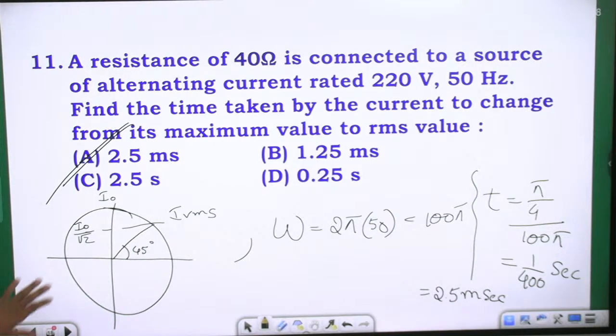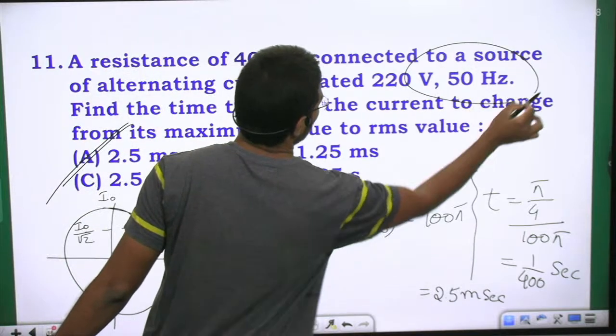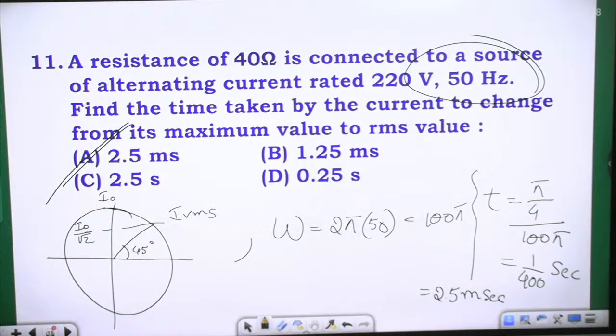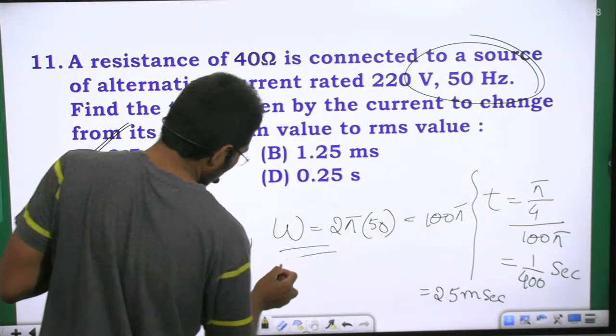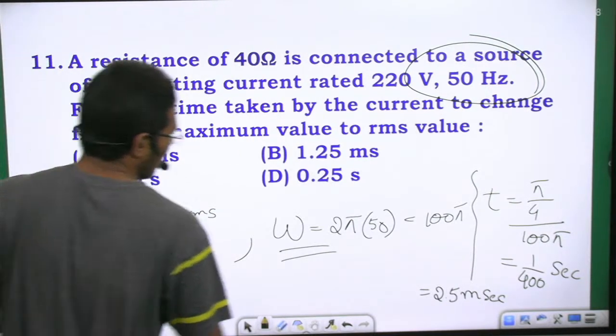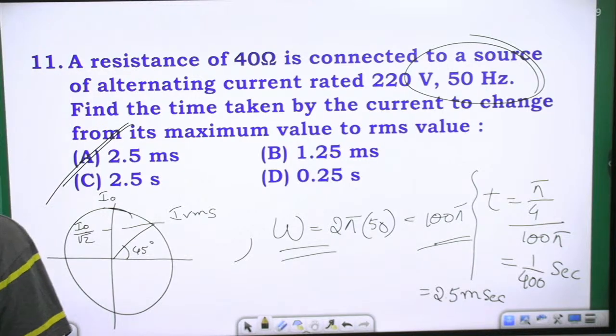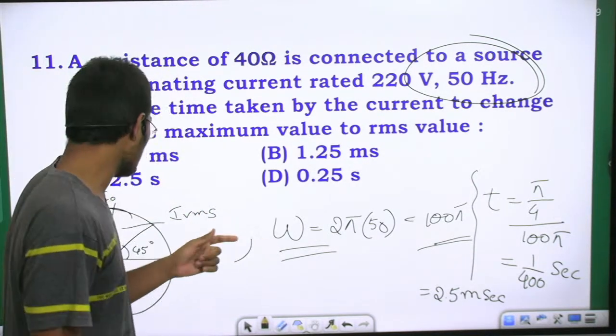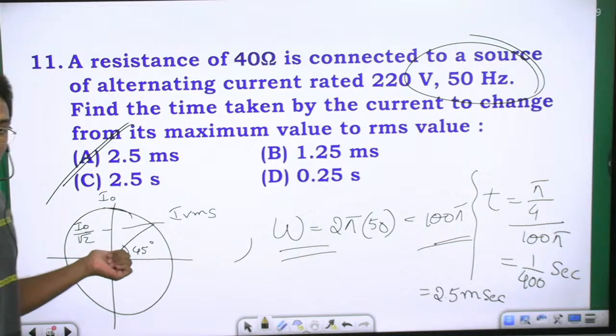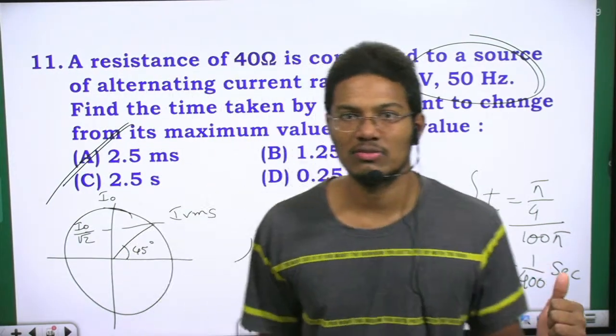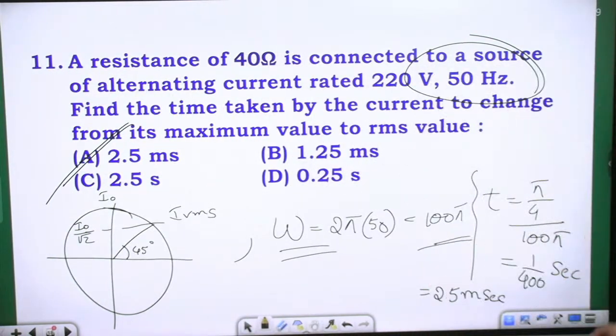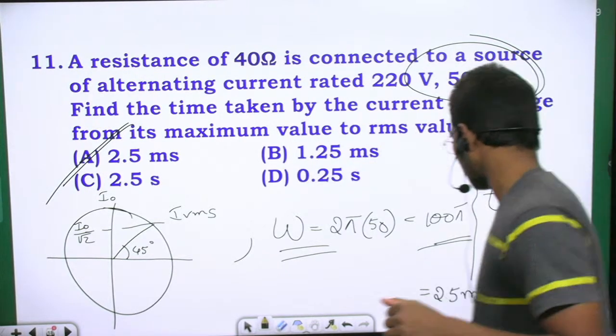So we just try to represent I naught and IRMS on a circle notation, and we got IRMS at 45 degrees. We all know this. From omega, that is at 50 hertz, we are able to find the angular velocity, and we got 100 pi radians per second. The time taken to travel 45 degrees, because we are trying to change from I naught to IRMS, is pi by 400, which gives 2.5 milliseconds. Hope this is clear.